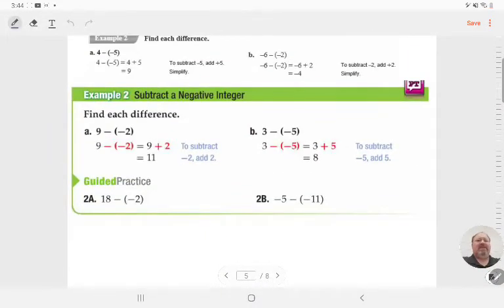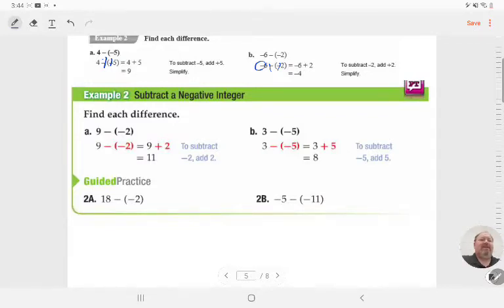Let's look at a couple examples of that. Okay, we have 4 minus a negative 5. Again, we would keep, change, change, and that makes it 4 plus 5, or 9. Negative 6 minus a negative 2. Keep the sign in front of the leading number, and then change, and it becomes negative 6 plus 2.